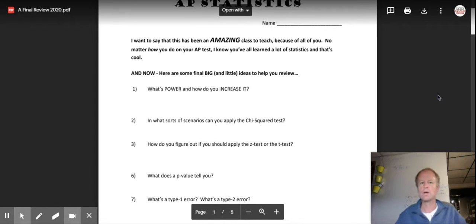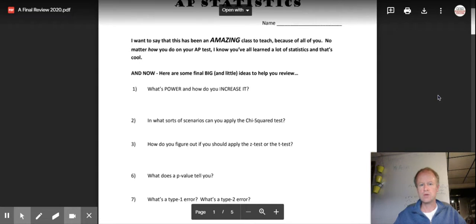So question number one, what is power and how do you increase it? Power is the probability of correctly rejecting a false null. So power is recognizing that the null hypothesis is false when it really is false. Another way you might think of that is the chance we're going to catch someone who's guilty. That's power.